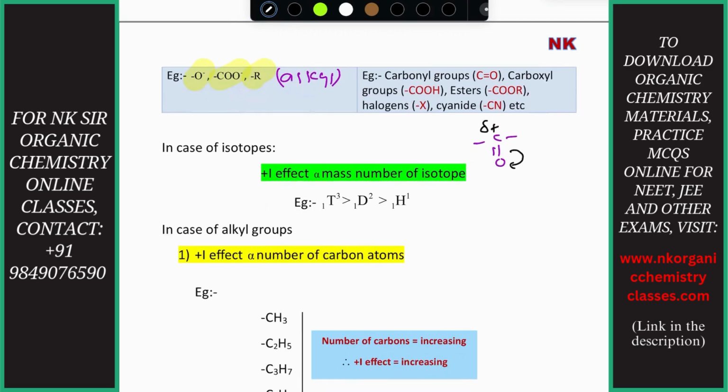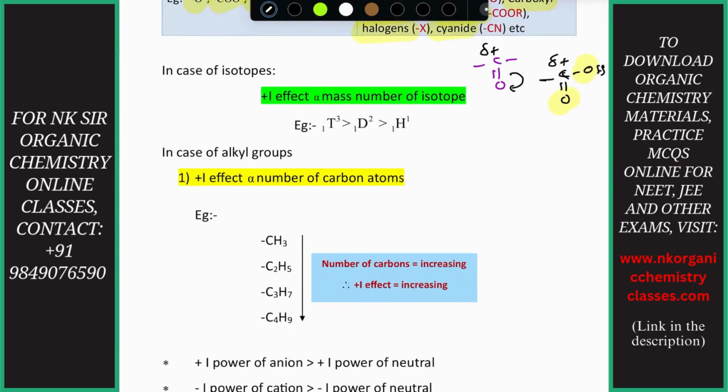Since it is electron deficient, it will withdraw electrons from someone. Then here you see the carboxyl group is there, and you know the carboxyl group is C double bonded OH. Now you see carbon is bonded to more electronegative oxygens. Therefore, electrons will move towards oxygen. Again, carbon will become deficient, so it will withdraw electrons from someone. Therefore, in this way, you see carbonyl groups, next carboxyl groups, next esters, halogens, cyanide. These are all minus I groups because they withdraw electrons from someone.